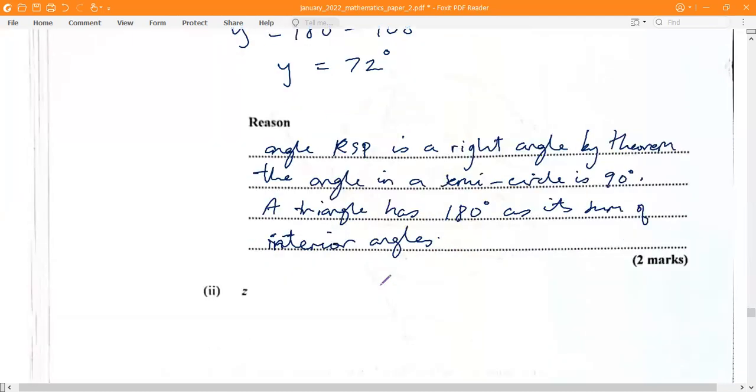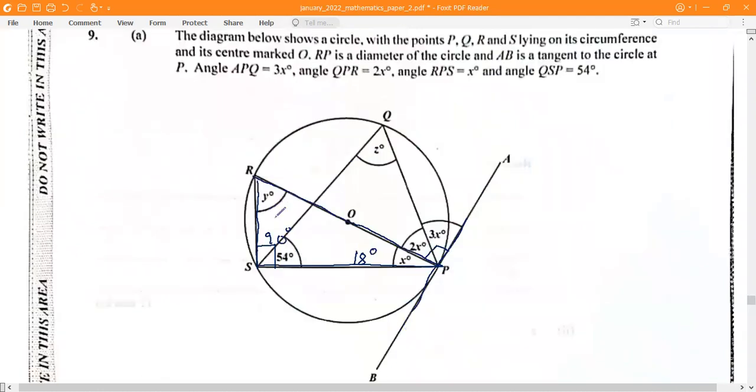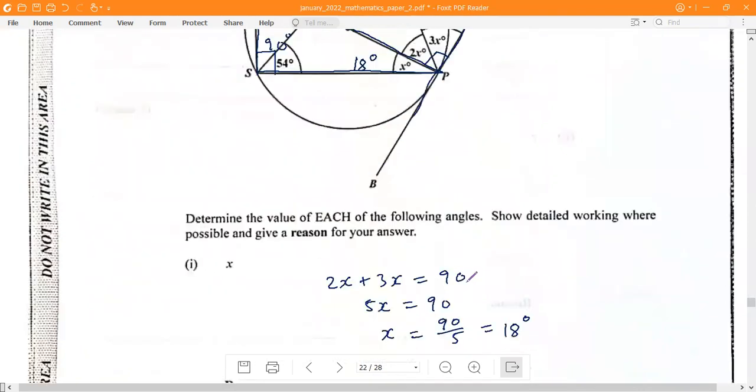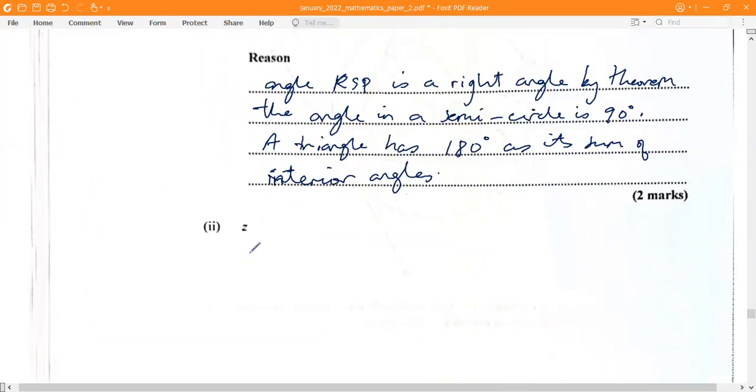Let's look at z now. So z and y are equal. If y is 72 degrees, z is also 72 degrees because these are angles in the same segment. And angles in the same segment are equal by theorem. So y is equal to z. So z is equal to y, which is 72 degrees.